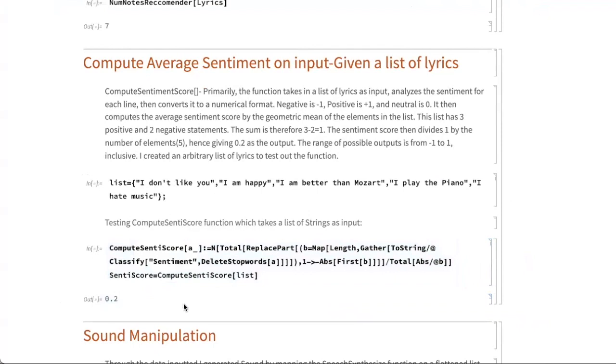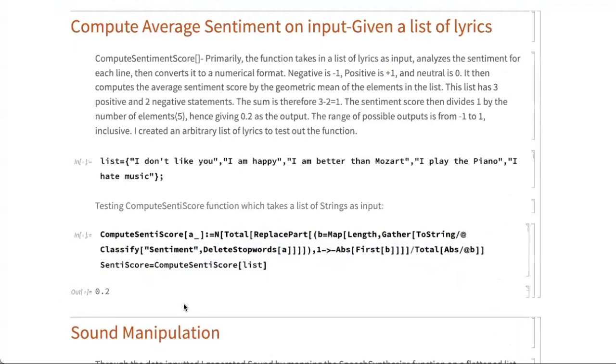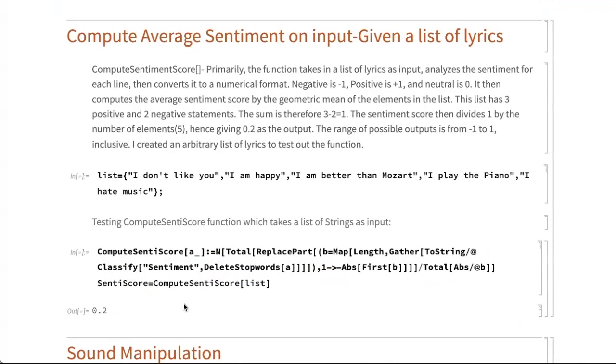Interesting. That's a pretty complex function. I see there's a lot going on. So you're basically taking that sentence and then deleting the stop words, so just focusing on the main emotion indicators, basically.